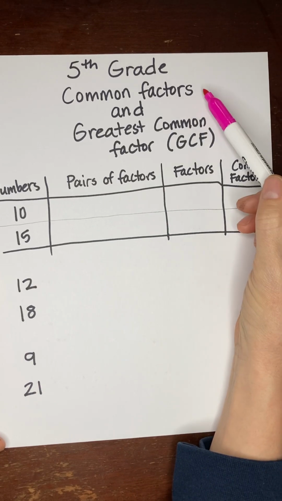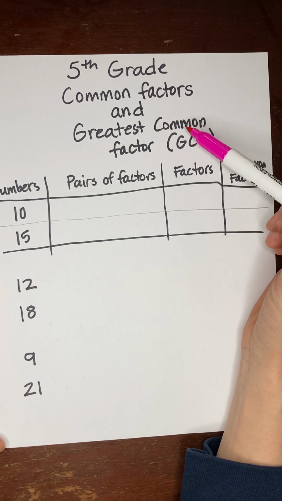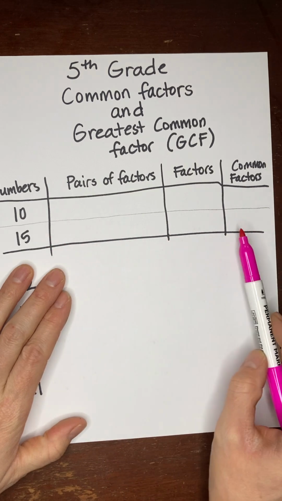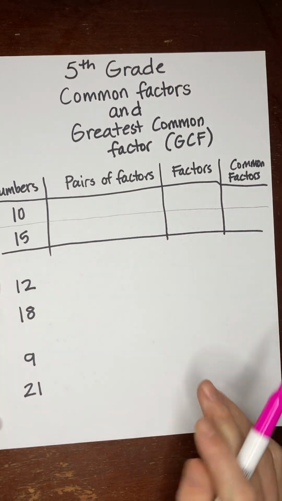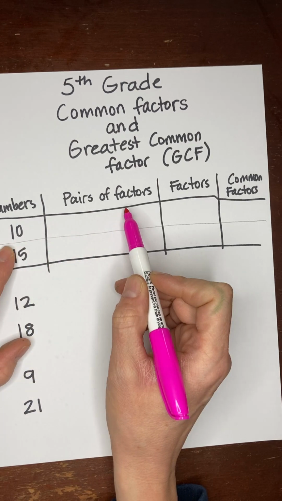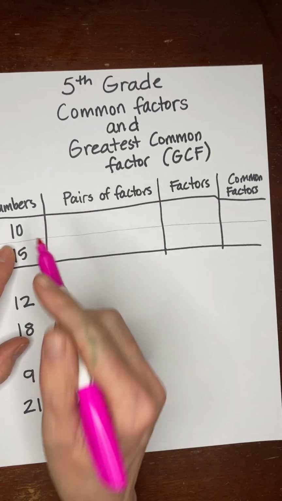We're going to look at common factors and the greatest common factor. The first time we do it, we're going to work it out the long way so that we make sure we understand. And then I'm going to show you the shortcut way that we can work it out. First we need to work out the pairs of factors. That is two numbers that multiplied make each number.